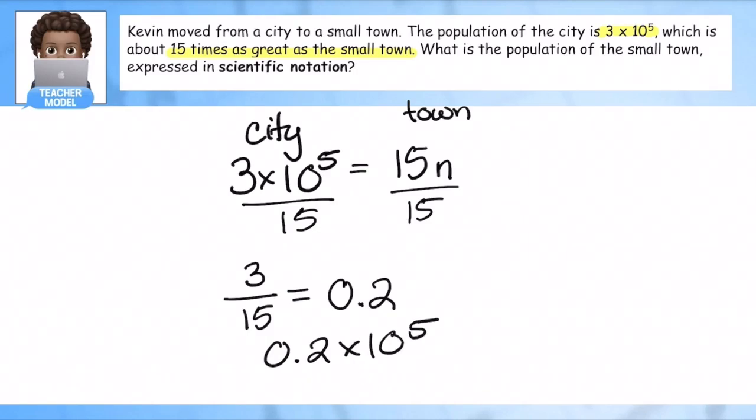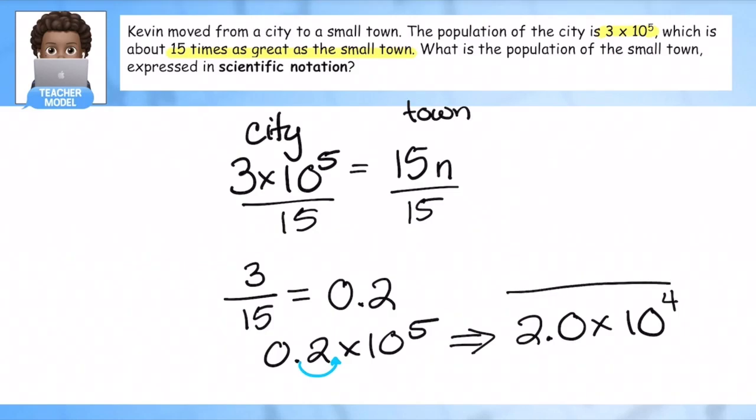However, it is not written in scientific notation, so I need to make a shift. I need the decimal to be behind the 2. So in order for that to happen, for this number to get 10 times bigger, that means my other digit needs to be 10 times smaller. So one shift, that means my exponent is going to decrease by 1. And now I have the population of the small town. Hit pause and jot this one down into your notes as well.